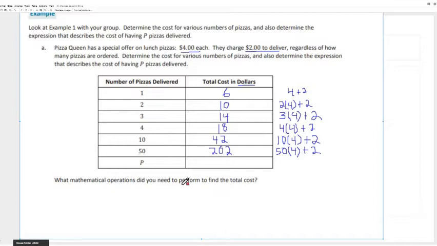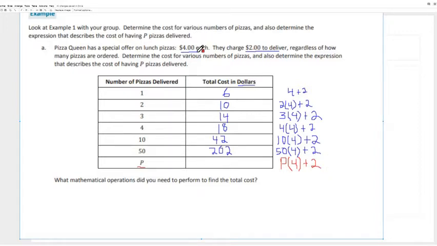Well, if we look at what we did, we notice the 4 here always stayed the same, the 2 here always stayed the same. The only thing that changed was the number of pizzas, and that's where we get our P. This is where we get our variable from. So P changes. The number of pizzas that we ordered changes, but everything else stays the same. This is where we get our expression: 4 times however many pizzas we buy, and then we add 2 to it for our delivery charge.